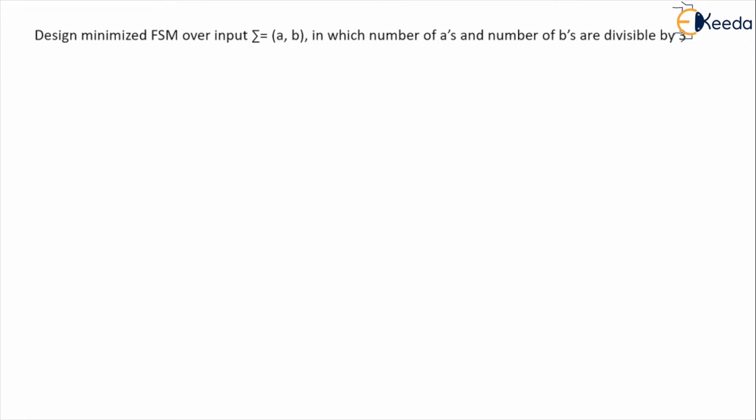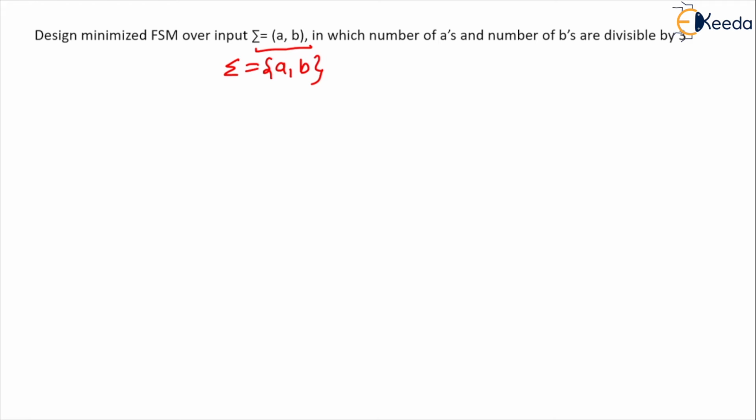The problem is: design a minimized finite state machine over the input set A and B in which the number of A's and the number of B's are divisible by 3. Means the input set is a string of A and B, and every string in which the count of A is divisible by 3 and the count of B is also divisible by 3 will be accepted by our finite state machine. Got it? So how to design such a machine? What logic is behind it?